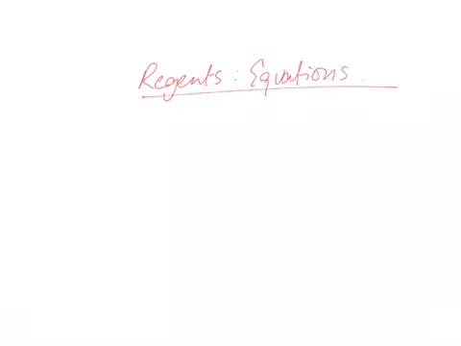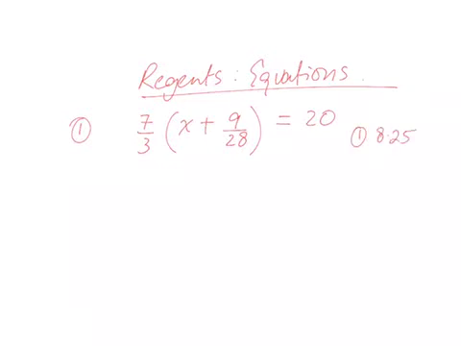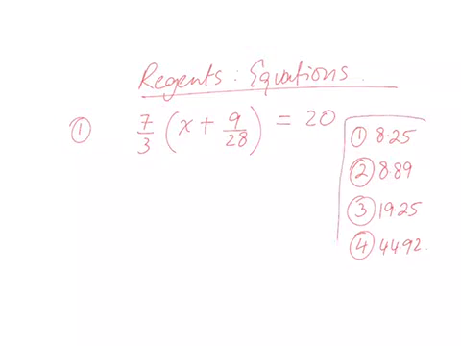So question 1. Solve this question. Which value of x satisfies the equation 7/3 x plus 9/28 is equal to 20? You've been given 4 choices: 8.25, 8.89, 9, and 19.25. There are various ways to do this, right? So these are our answer choices that we are looking for.